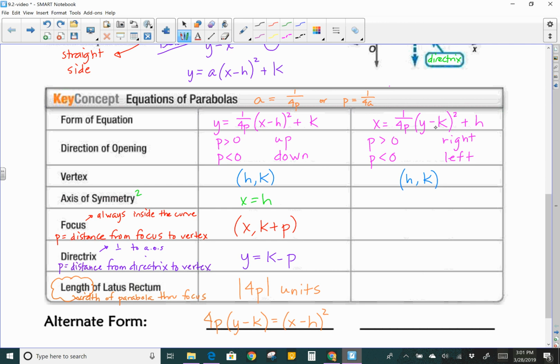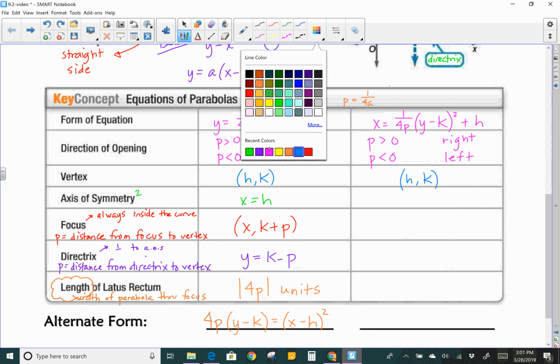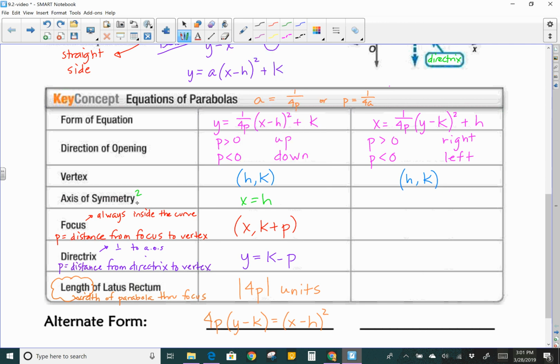So the variable changed, which one is squared changed, but our vertex does not change. k is always with y, h is always with x, so my vertex is still (h, k). And as I mentioned before, my axis of symmetry is the squared one, so which one is squared? So now my axis of symmetry is y equals k.